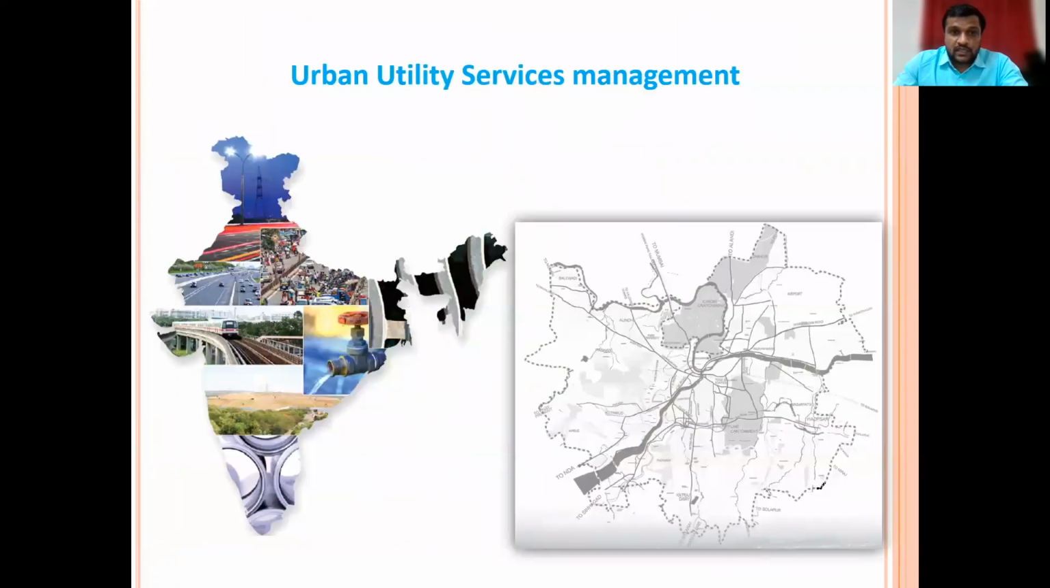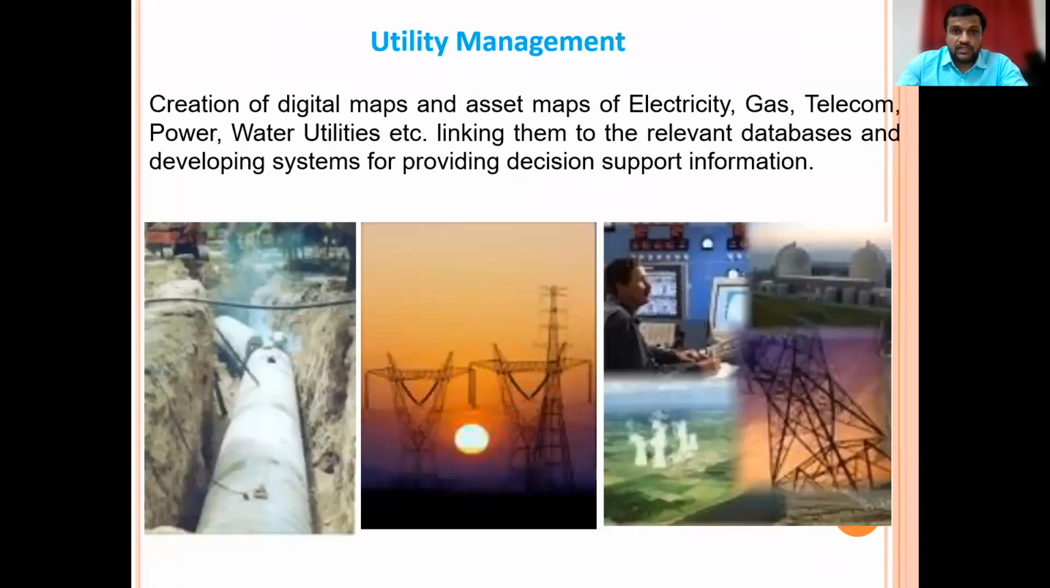Remote sensing and GIS can also be used for urban utility services, management of different utility services in urban areas. Utility management can also be done using remote sensing and GIS with the creation of digital maps, including the electricity supply, gas pipeline, telecom, power supply, water utilities. That is very much important for providing basic information for decision support systems.